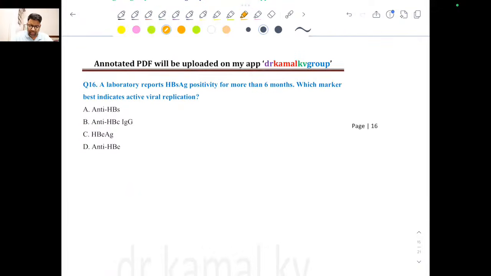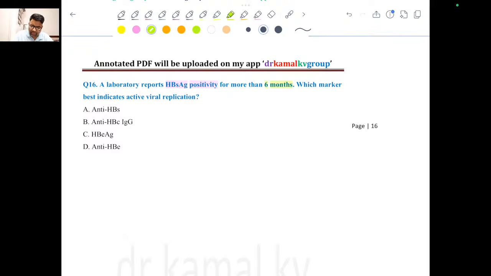Now, hepatitis B markers always and always give you questions. So please be perfect with the markers, their interpretation, and this is one scoring area in the paper. So here a patient is having hepatitis B surface antigen positivity for more than 6 months.